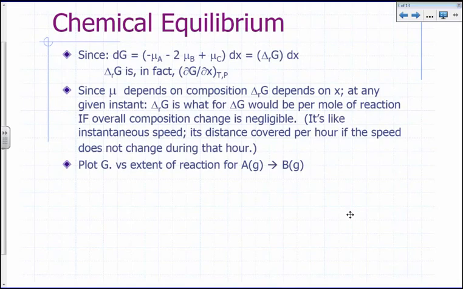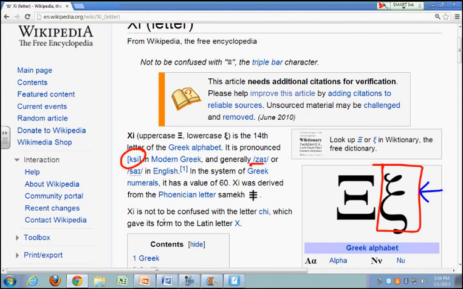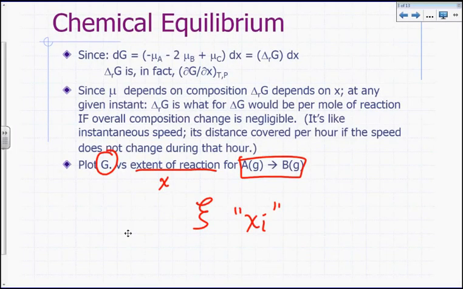All right, so let's see what a plot of G, Gibbs energy, looks like versus extent of reaction for this simple reaction, A gas being converted into B gas. We're going to use the letter X to represent extent of reaction. Your textbook is probably going to use this Greek letter right here, the Greek letter xi. If you want to see what that actually looks like, it's this one right here. It's pronounced xi or psi in English, or xi in modern Greek. But to make things easy for us, let's just use the letter X for that.